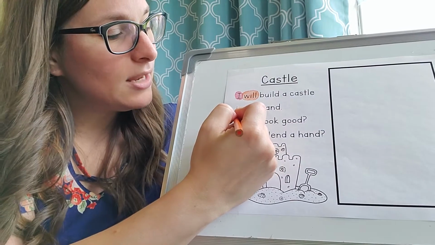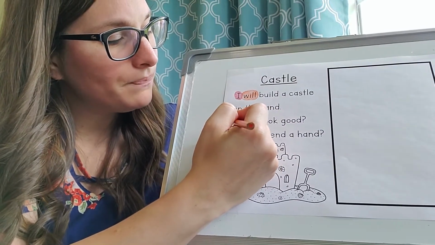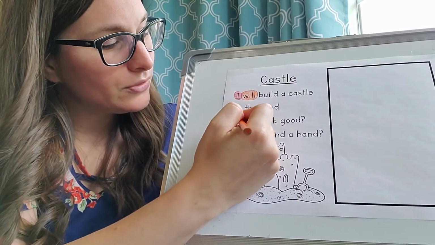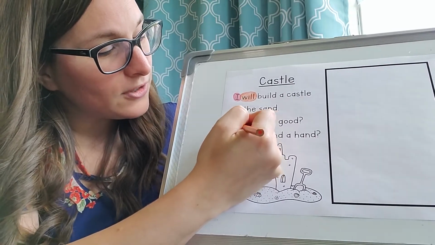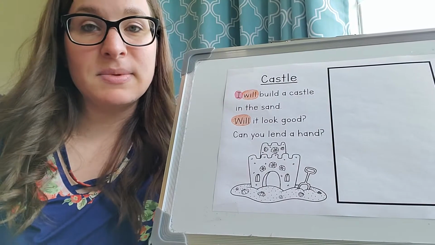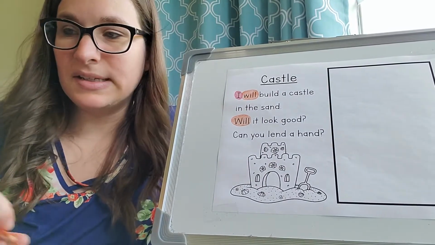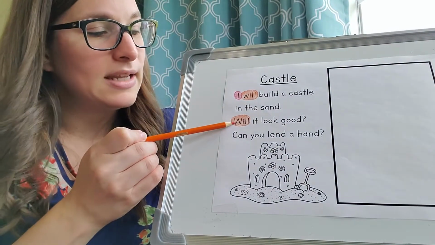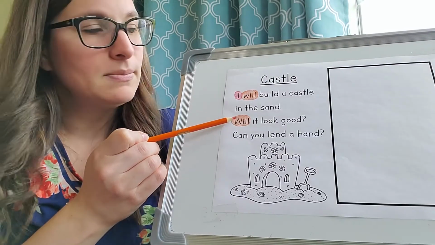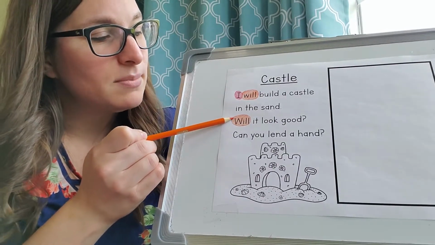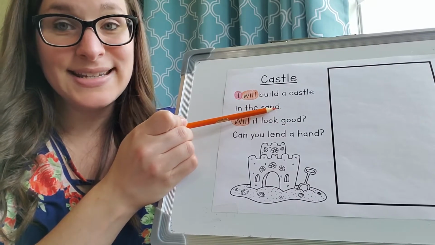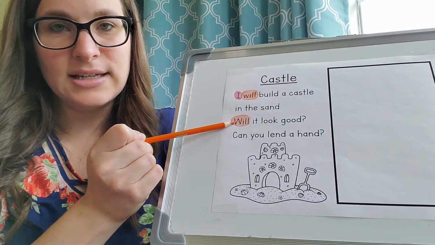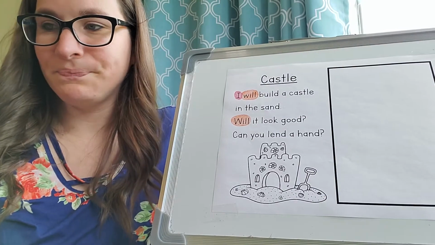So how many times does will appear in our poem? 2. And again, they look a little bit different. The first one has a lowercase w at the beginning because it's in the middle of a sentence. And this one begins with an uppercase letter because it is at the beginning of a sentence. See up here, there's a period. So that sentence ended. So this needed to begin with an uppercase letter.